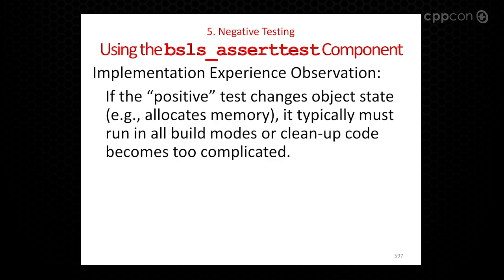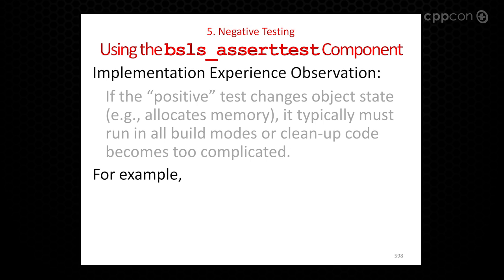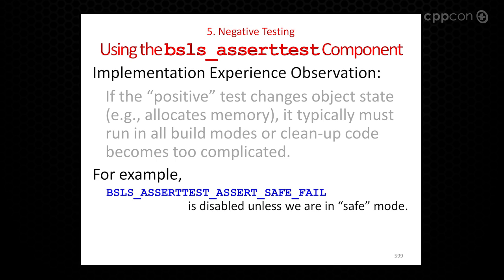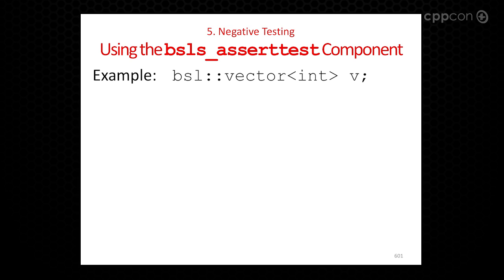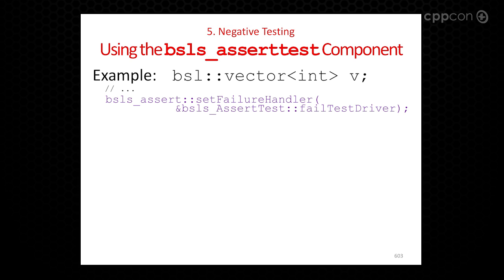Okay, so the observation, to say it again: if a positive test changes state, e.g. allocates memory, it typically must run in all build modes or cleanup becomes too complicated. For example, and then we have this wonderful example, this is disabled when we are in safe mode. This always runs. So fail is disabled because we're calling it out of contract, and the assert isn't active. The other one is in contract. It doesn't matter that it's not active, and we do it. Again, that's an observation.